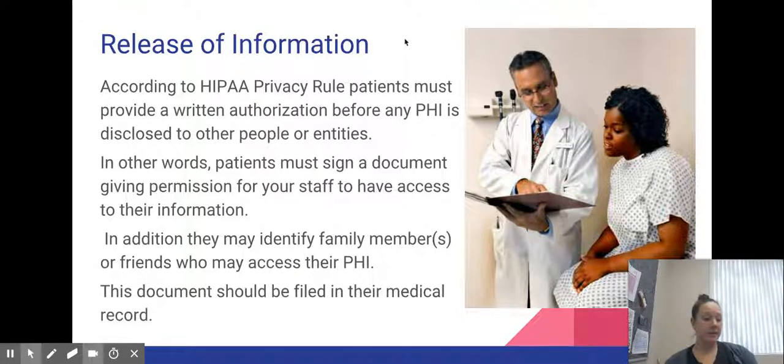So for instance, if a husband calls your facility and says, when is my wife's next appointment? If he's not listed on this form, the release of information form, you cannot tell him when his wife's appointment is. So it's important to have this readily accessible and understand who the patient is comfortable releasing their information to and who they are not comfortable releasing their information to.